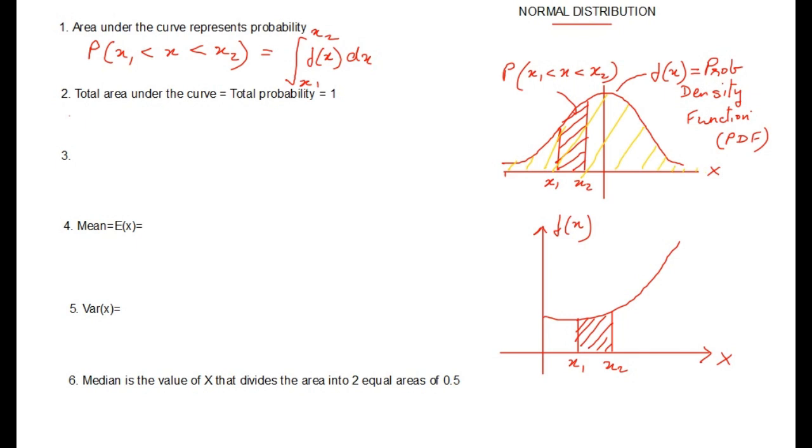Total area under the curve is equal to total probability is equal to 1. If you consider our curve, which is not the normal distribution, let's say it extends from A to B, then this entire area under the curve between A and B, since this function is defined only between A and B, so this entire area is equal to the total probability, which is 1.